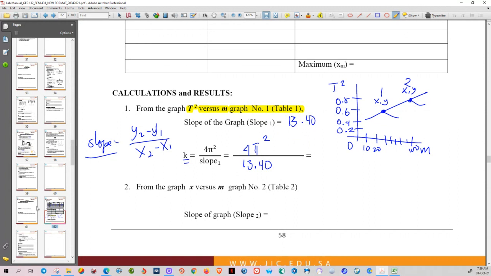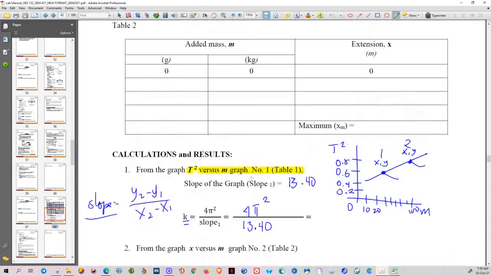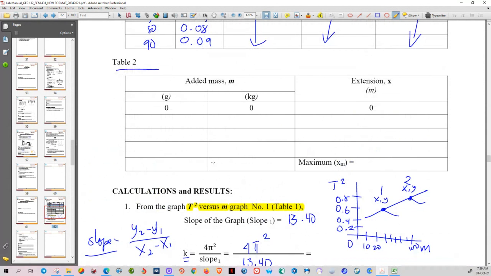No more questions? If there are no more questions, we will go to table 2. That's it? No questions? Yeah, Dr. Gafar. Okay, we're going to table 2.